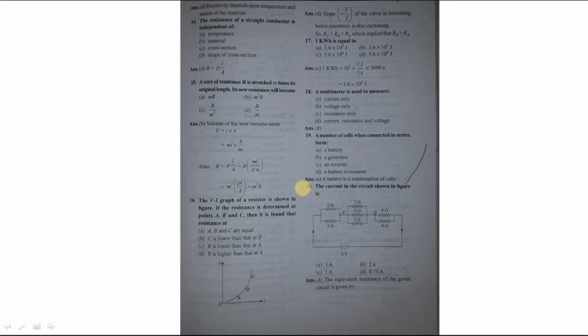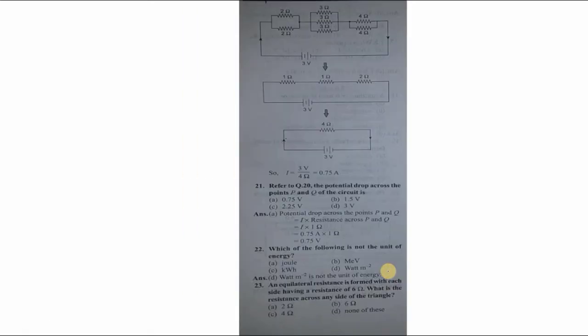Now you can see the question 20. The current of a circuit shown in figure is 3A, 2A, 1A and 0.75A. You can see the figure and just calculate the answer. And here option D is correct, 0.75A. And here is your explanation how it is correct. You can see and note down.